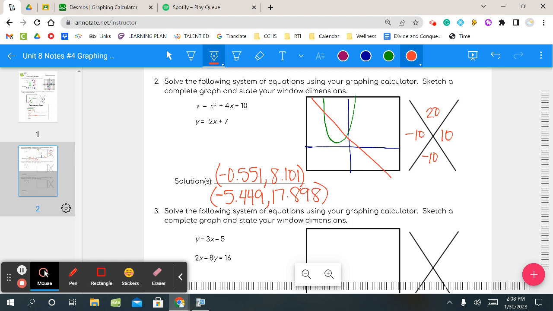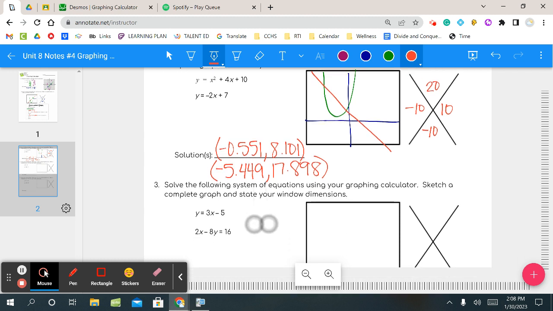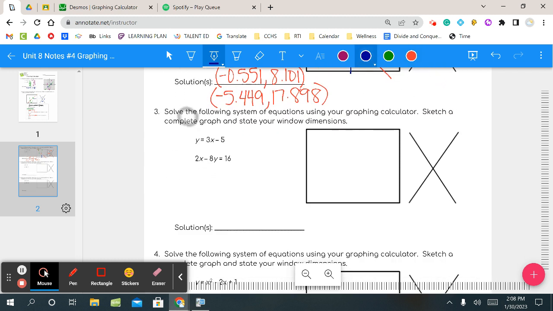Now we're going to go down. We're going to skip number 3. So I want everybody to cross off number 3 so you don't try to do the last one on number 3, because I had a lot of people doing that.